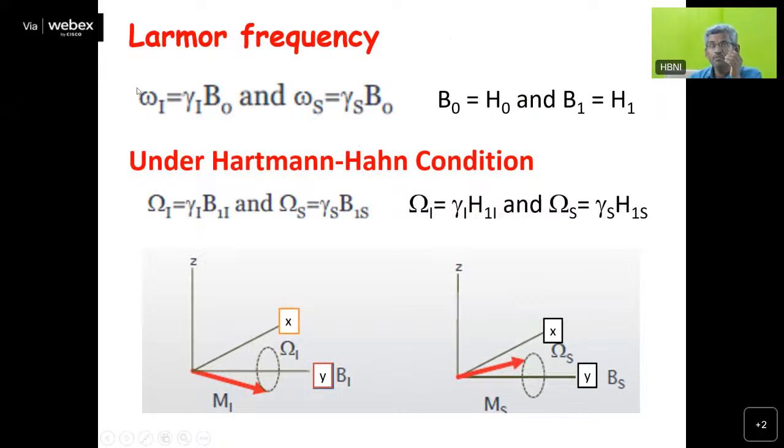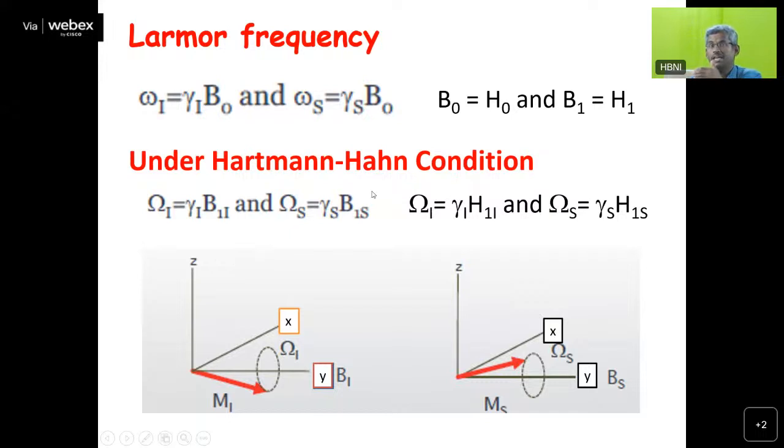See here, the Larmor frequency you may know. In the basics of NMR, we say the Larmor frequency is omega equal to gamma H0. What is H0? H0 is nothing but B0, the applied magnetic field, and gamma I is the gyromagnetic ratio. Similarly, omega S is gamma S into B0. Since we are always replacing B0 with H0, we can say omega I is equal to gamma I into H0, and omega S is gamma S into H1. Correct? The B1 and B0 can be replaced by H0 and H1.